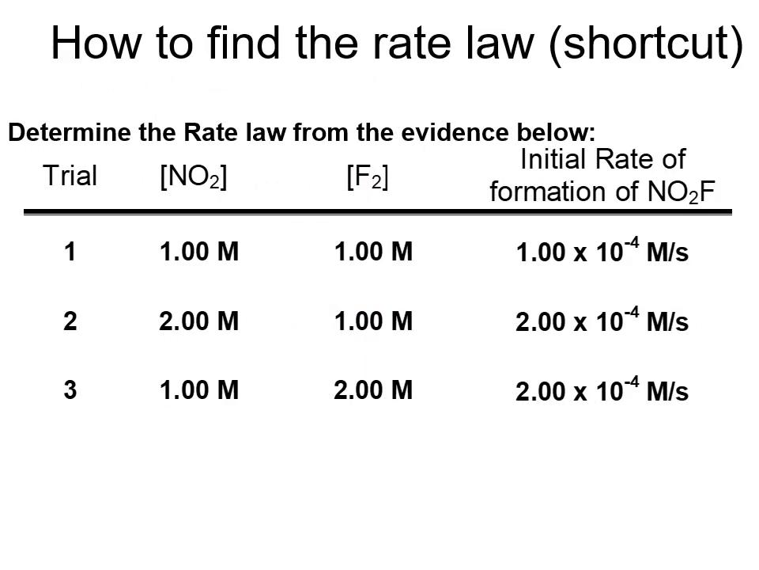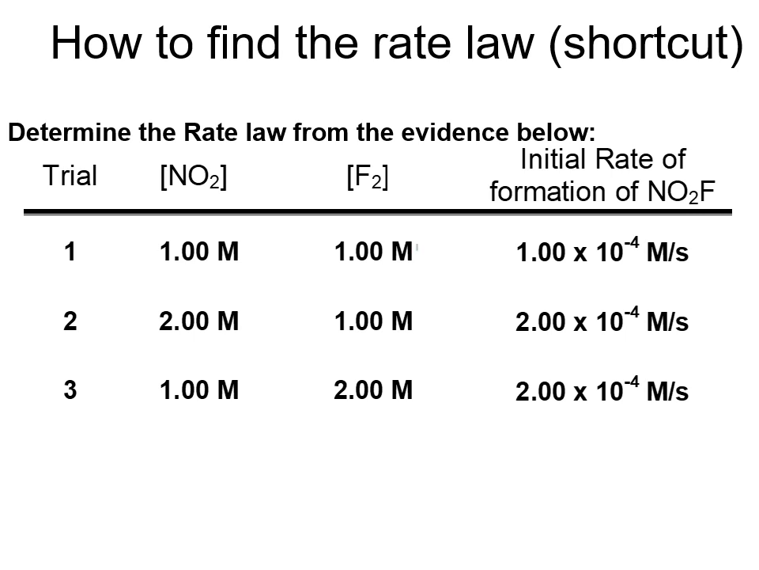So let's try doing that a little bit faster. That's a mathematical way where you're using the data from the different trials, you're subbing it into the rate law, you're limiting the variables, and you're solving for the exponent. And that works fine, no problem. But you can also kind of think your way through that as well.